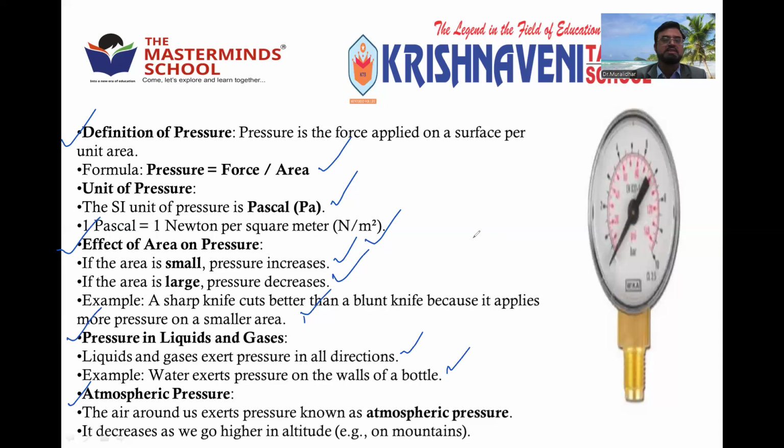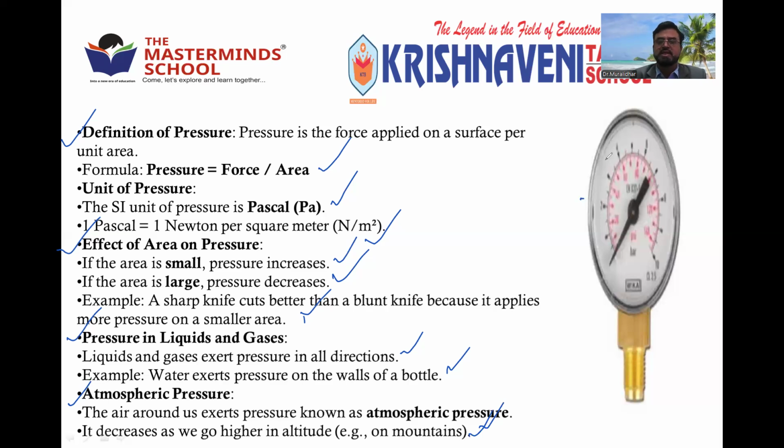The air around us exerts pressure known as atmospheric pressure. That is the pressure exerted by air. Suppose when you are sitting in the classroom now, around you air is there. Maybe you cannot see it, but air is there. That air exerts some pressure on you. It decreases when you go higher in altitude, on a mountain, or on a flight. As you go higher, the atmospheric pressure decreases because the air decreases.